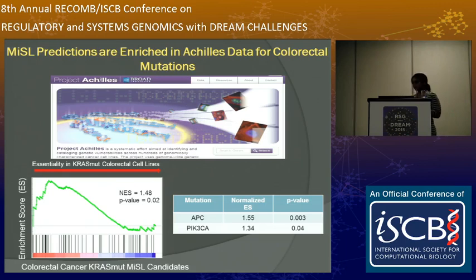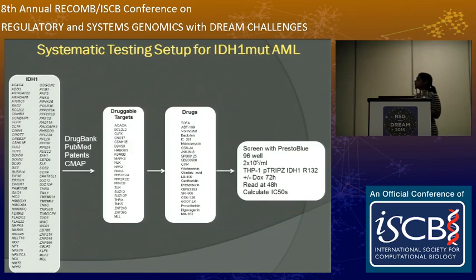So now we switched gears and started looking for more novel interactions. We came back to IDH1 mutated AML because that's what our collaborators were interested in. This is the list of MiSL candidates. It's about 80 candidates. Then we looked for drugs that inhibited some of these targets, from a variety of sources, and we came up with a list of around 20 drugs.